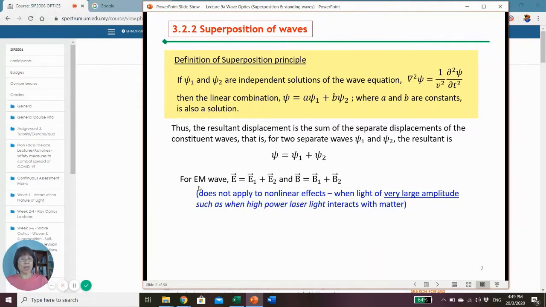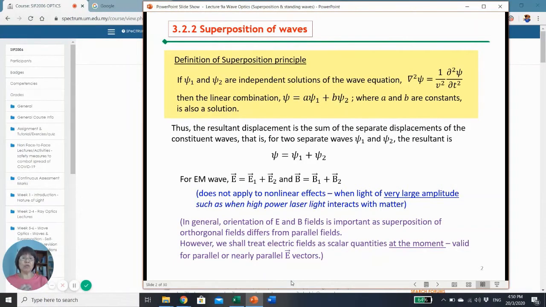So for an electromagnetic wave, we can represent psi by the electric field or the magnetic field. So you find that it is just a simple linear combination of the electric field from wave 1 and the electric field from wave 2. However, this does not apply to nonlinear effects when the light is of very large amplitude, for example, when you use a high power laser.